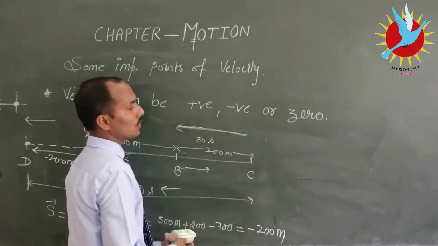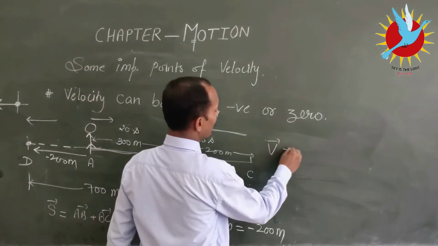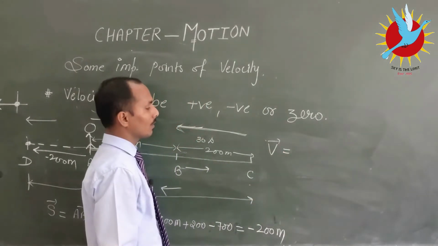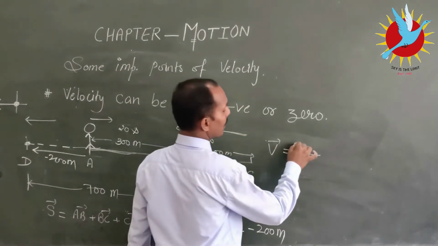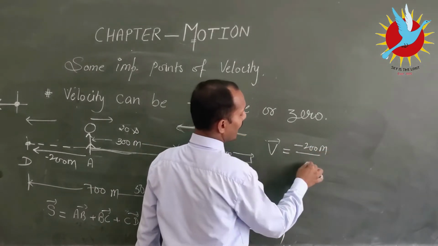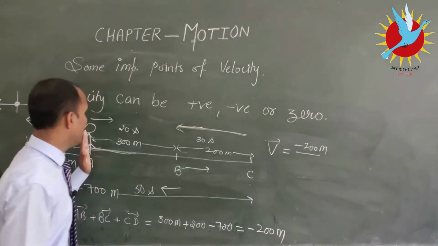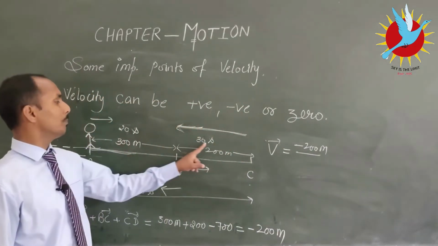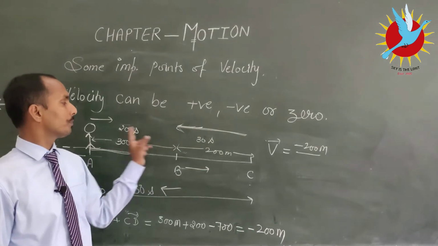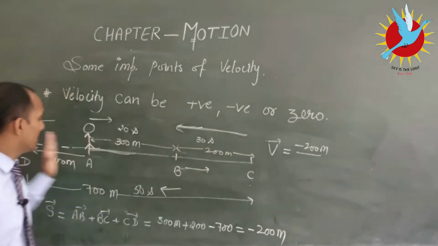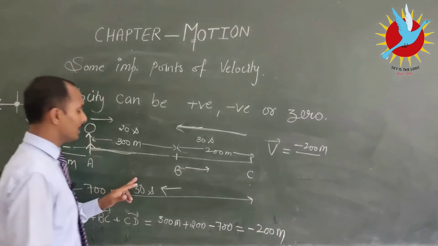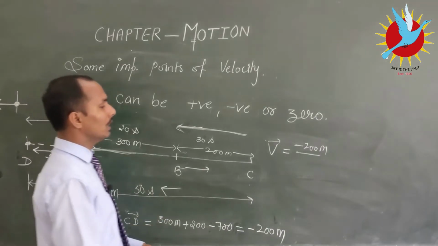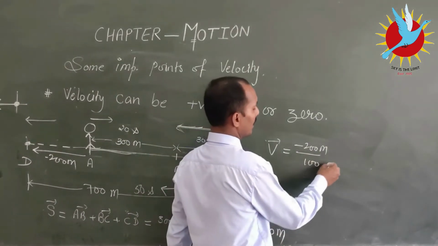Then calculate the velocity. Velocity is displacement, minus 200 meters, over time. From A to C it takes 20 plus 30, which means 50 seconds. Now for C to D, time is always added. Time is a scalar quantity, so it is always added. Here it again takes 50 seconds, so the total time is 100 seconds.